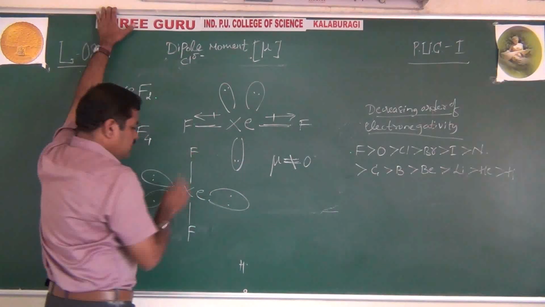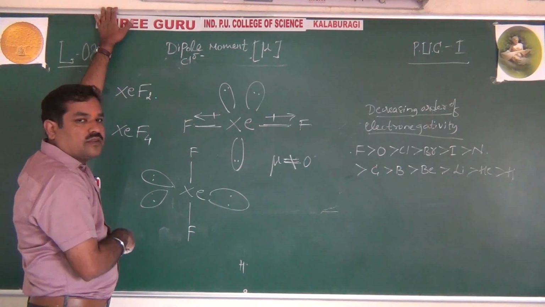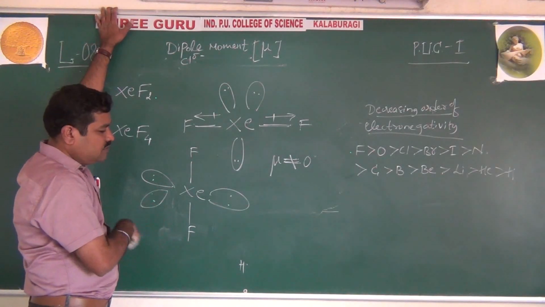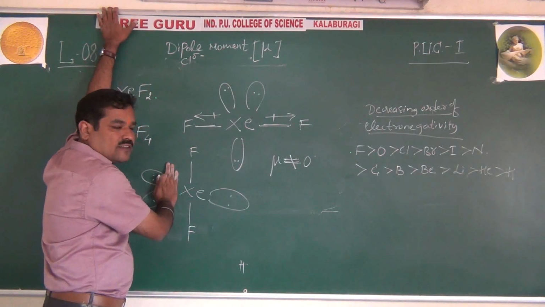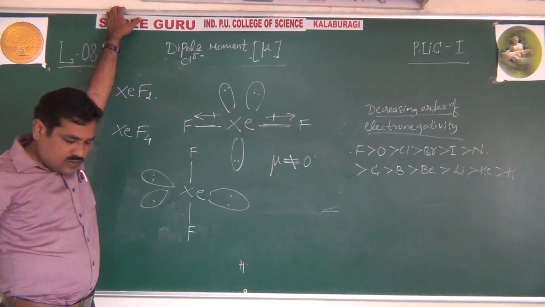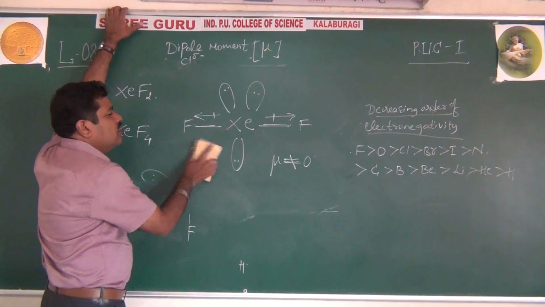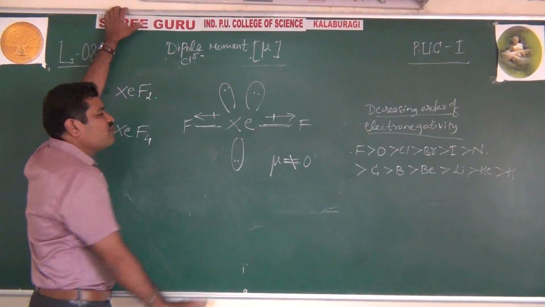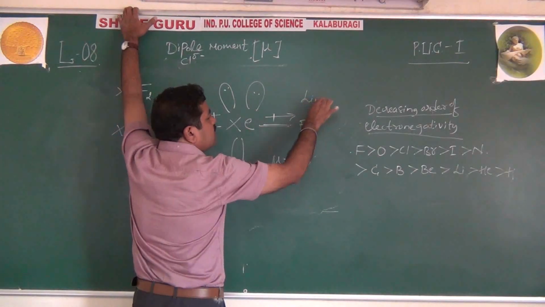sp3d hybridization is a bent, T-shaped structure. Just remove this. In sp3d hybridization the angle is 120 degrees, with 3 axial to equatorial, but it is non-polar. Due to this lone pair, this can also be written as linear.